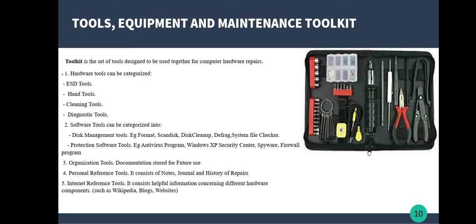Another last part of software tools is internet reference tools. This is also a very common and important tool to know, because nowadays, due to the advancement of science and technology, you can search and surf a lot of things on the internet which can be very helpful in troubleshooting your computers. For example, there are many websites such as Wikipedia, and many blogs. There is a lot of content and resources which can be helpful in troubleshooting many different hardware components.